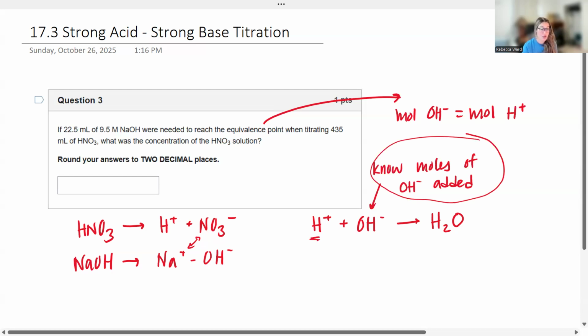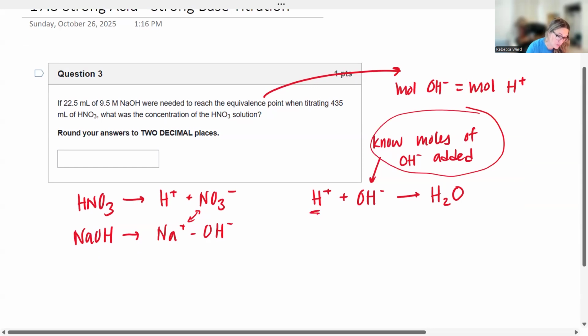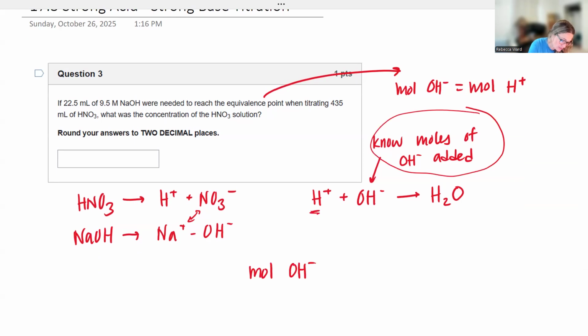All right, and so again, we're watching this. Somebody, as they were doing this, was monitoring the pH. They were waiting for it to hit 7, or they had an indicator that changed color around pH 7. It's like a message to the chemist in the lab that they had just hit the equivalence point. We don't get that information here. We're just told that they got to that EP, okay, and that they needed this much OH minus. So let's calculate moles of OH minus.